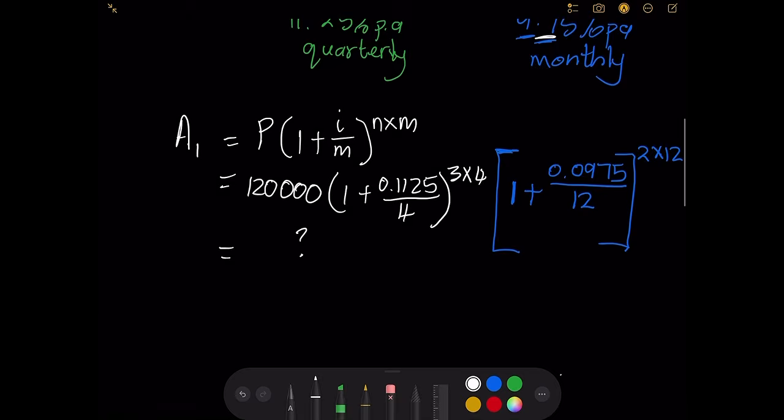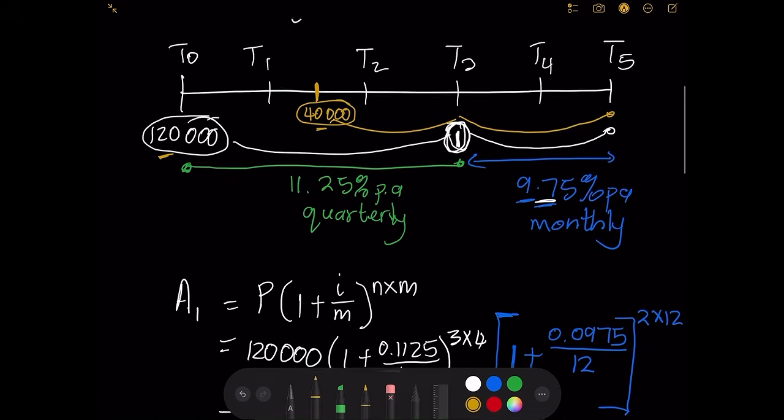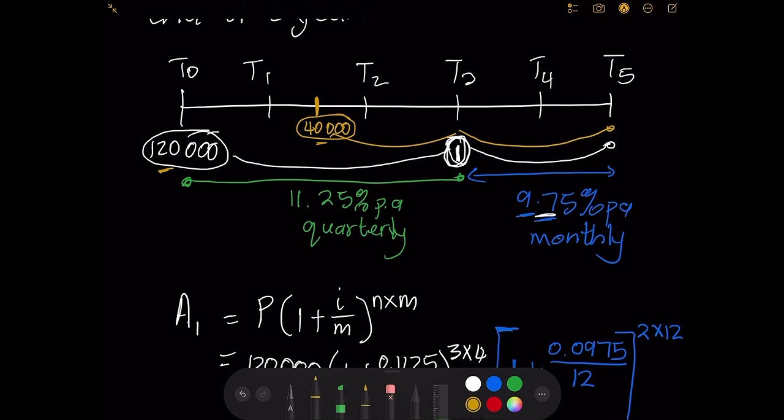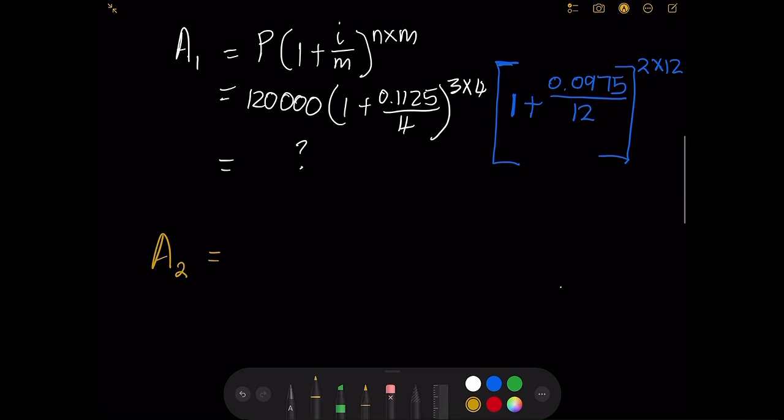All right, now let's go for the 40,000. If you want to, you can calculate that and tell me what you get. Now let's go for the 40,000. We had written that in yellow. Let's call it A2. So we are looking at the 18 months. Remember, this is half a year plus another full year at 11.25% per annum. So in this case, I'm going to find the accumulated amount.